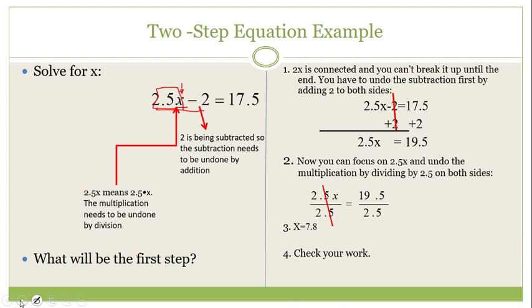You can always check any of these answers that you get to make sure they work. The way that I would check it is I would take our 7.8 and replace the x with that in our original equation. I'd pull out my calculator and go 2.5 multiplied by 7.8, then subtract 2, and make sure that I got 17.5.